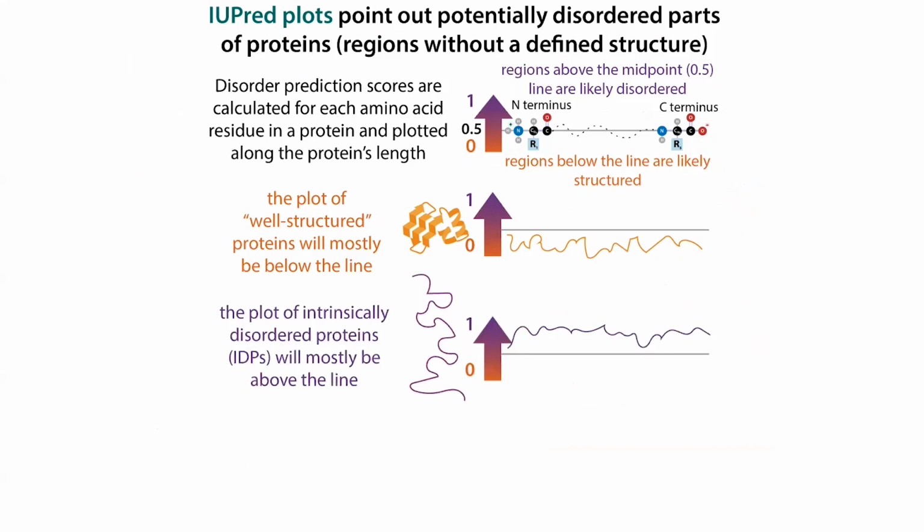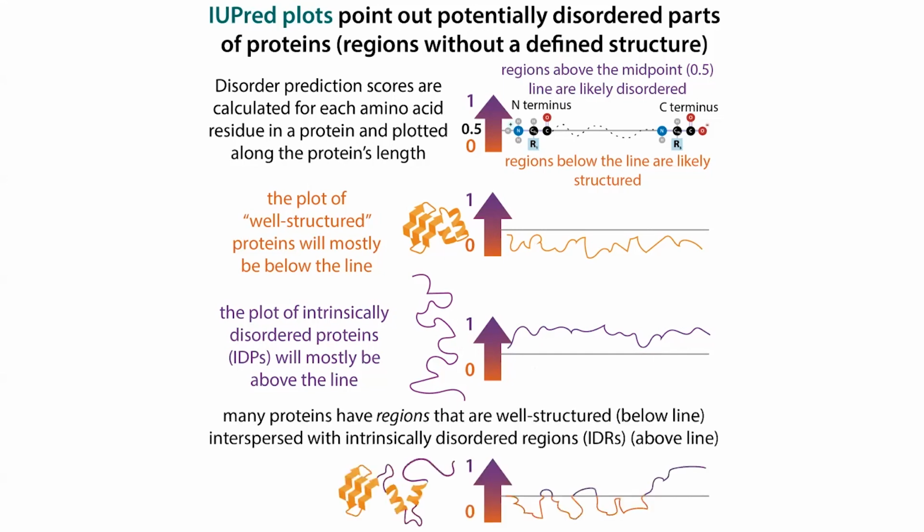What about an intrinsically disordered protein, one of those IDPs? This is going to be mostly, if not entirely, above the line, and we'll look at some examples of that. But a lot of the time, you have proteins that have large or medium-sized regions of disorder, and these are going to have predicted disorder, so things above the line, but most of it is going to be below the line. And let's look at some examples of this as well.